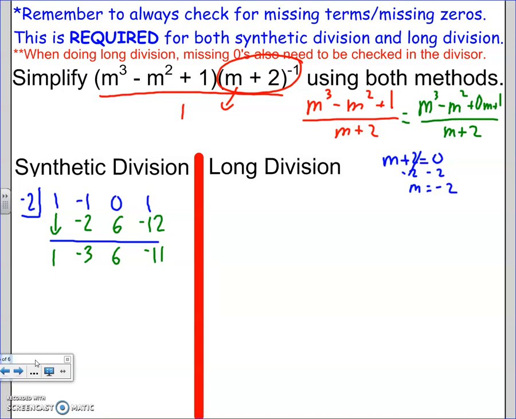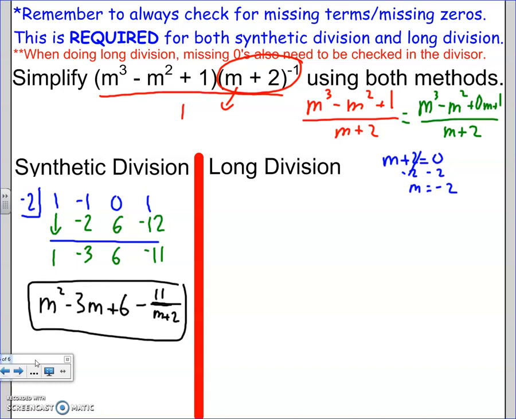So this first one goes with m cubed, we go down to m squared. So 1m squared. Then -3 goes with m to the first power. And +6 goes with m to no power, the constant. That -11 is our remainder. The remainder, you always write as a fraction. We're dividing by m plus 2. That's the answer.